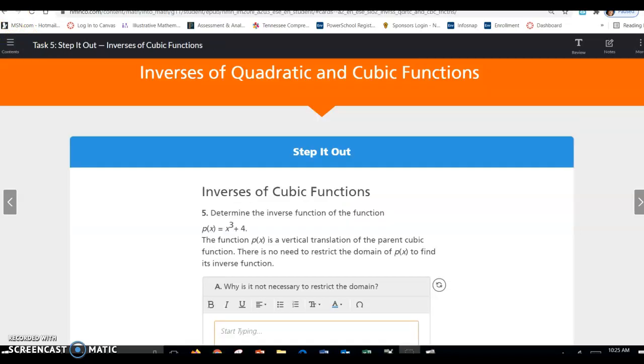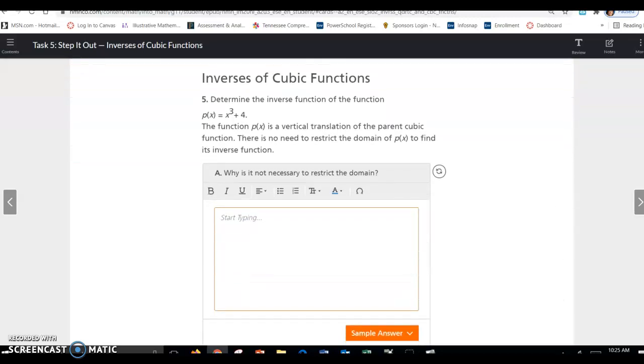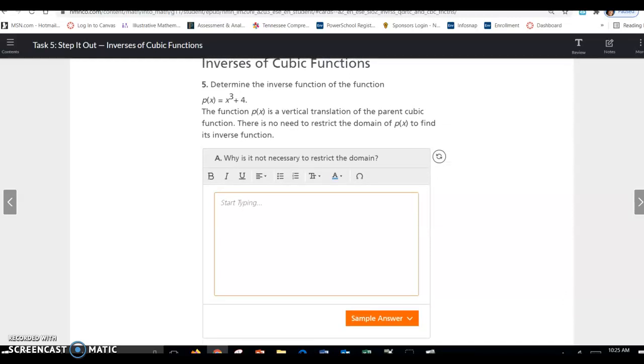All right, lesson 7.2, task 5. Inverses of cubic functions. Determine the inverse function of the function p of x equals x cubed plus 4. The function p of x is a vertical translation of the parent cubic function. There is no need to restrict the domain of p of x to find its inverse function. Why is it not necessary to restrict the domain?